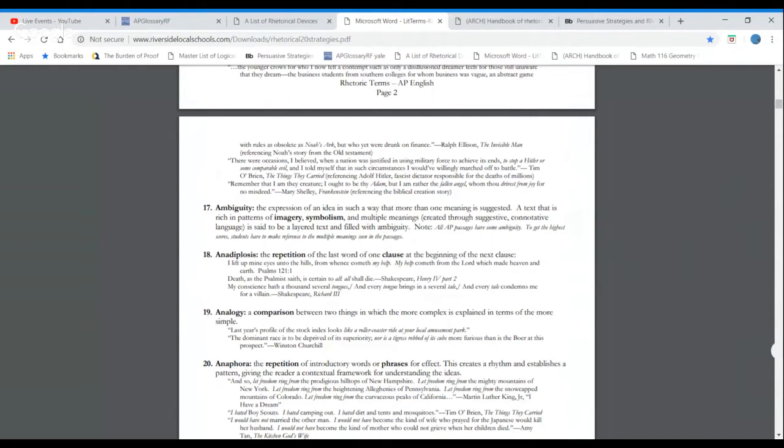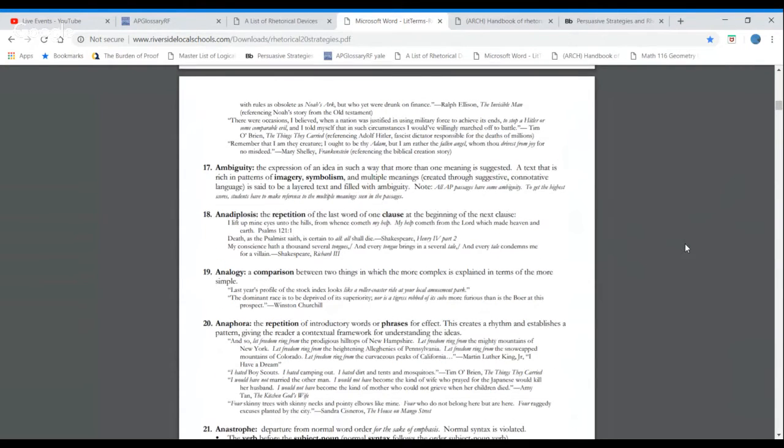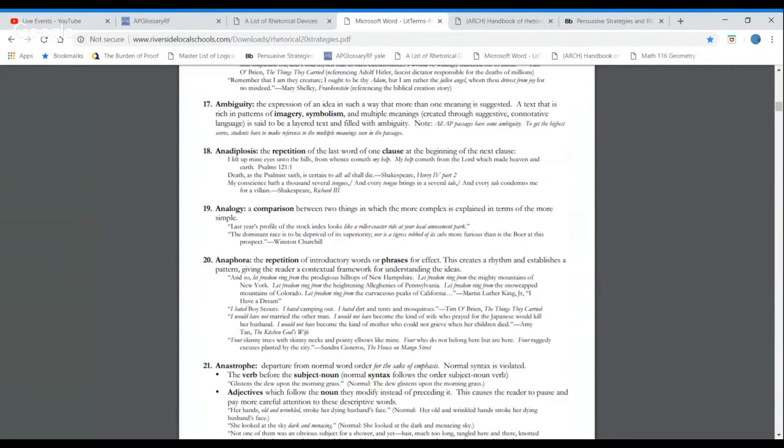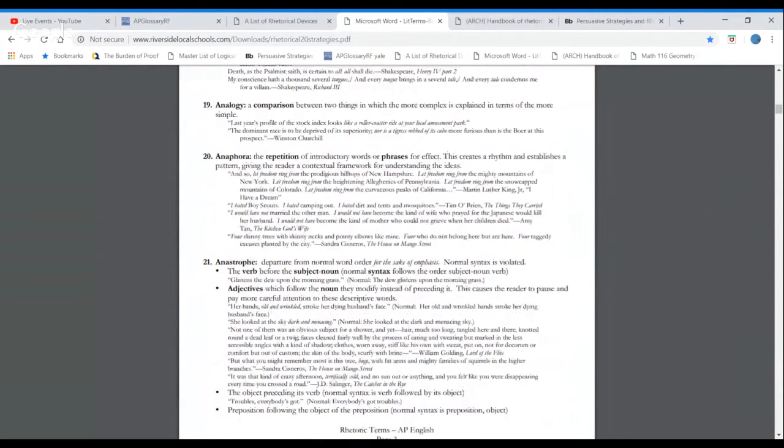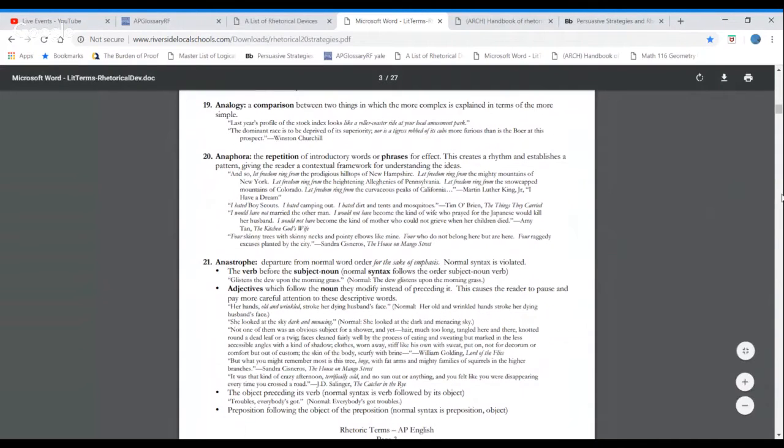Anadiplosis, the repetition of the last word of one clause at the beginning of the next clause. Analogy, a comparison between two things in which the more complex is explained in terms of the more simple. Anaphora, the repetition of introductory words or phrases for effect. This creates a rhythm and establishes a pattern, giving the reader a contextual framework for understanding the ideas.